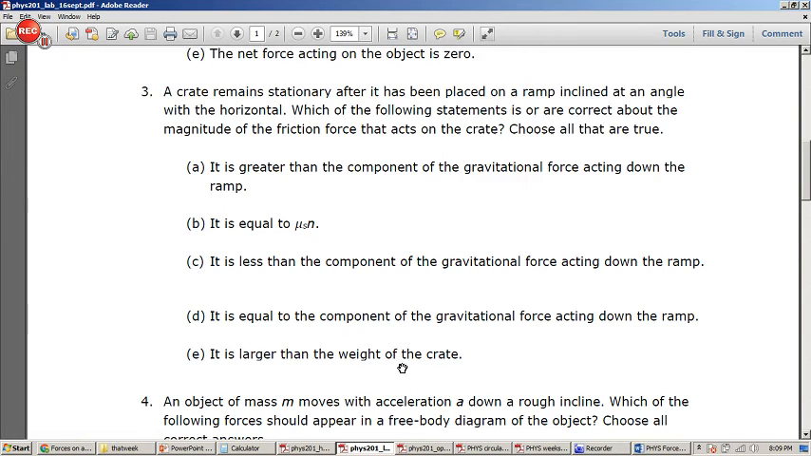It was this one, right? So, can I know anything about the part of the gravitational force along the ramp? Can I know how that relates to the friction force? Is it greater than? Is it less than? Is it equal? Can I know anything in relation to that?